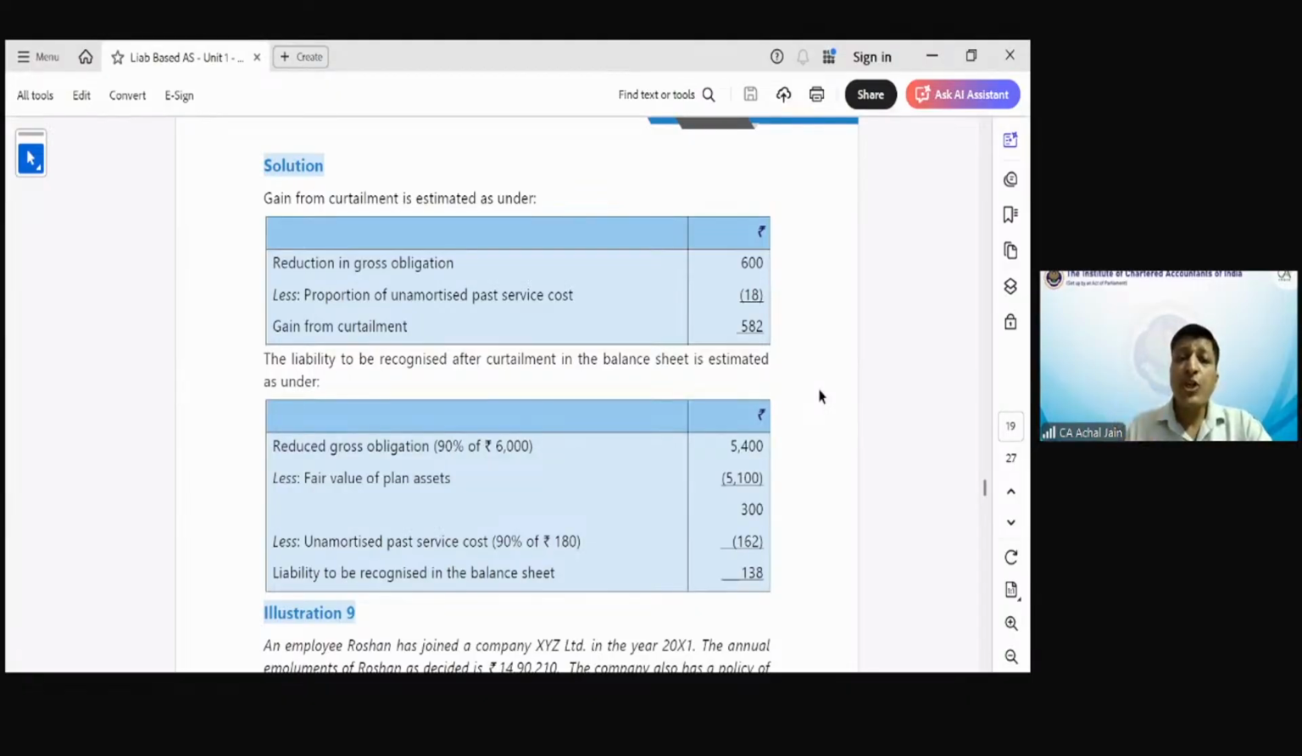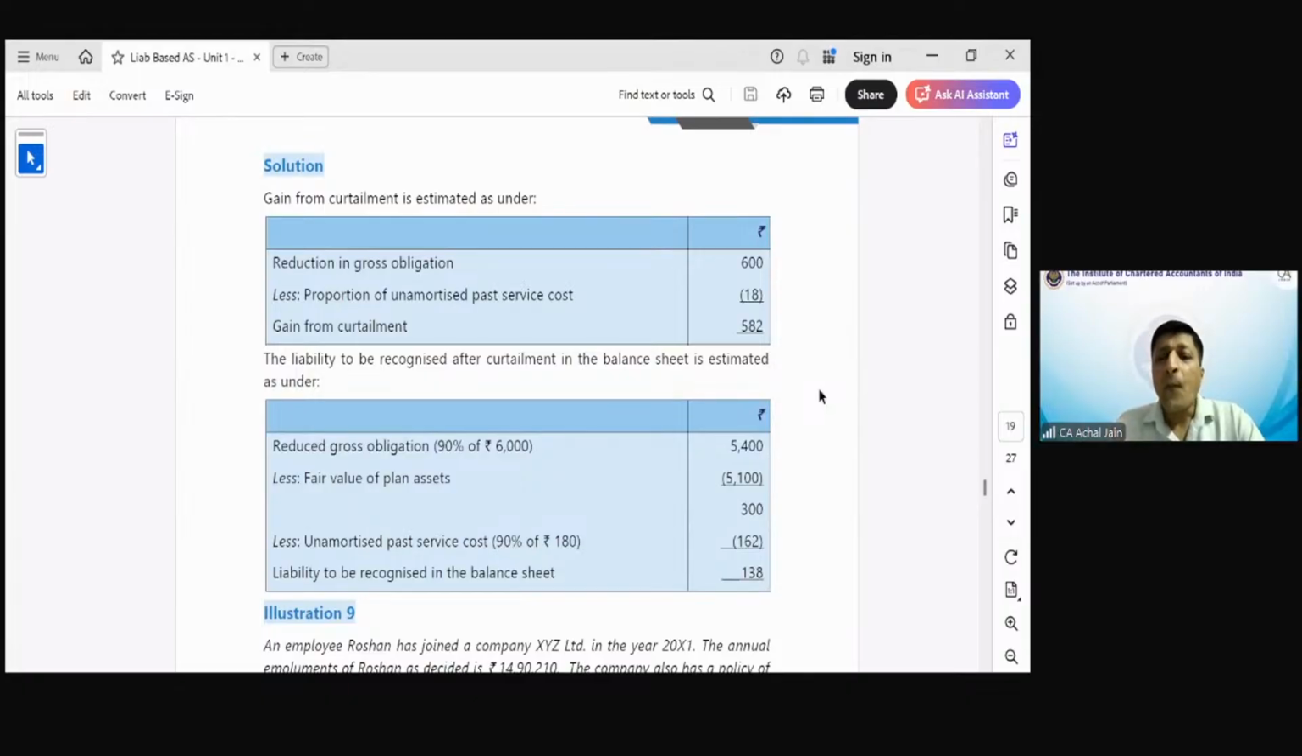there is also a portion of unamortized past service cost. See, a portion of past service cost has already been adjusted, or you can say that has gone away. But 90% of that still remains. So that will also be adjusted from this liability. So the liability which is pending to be recognized in the balance sheet will be what amount? 138. So that's 138.